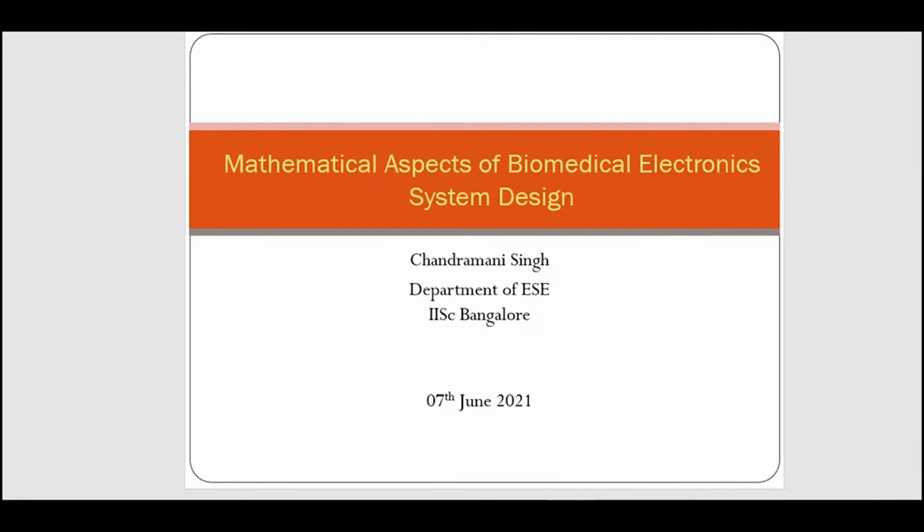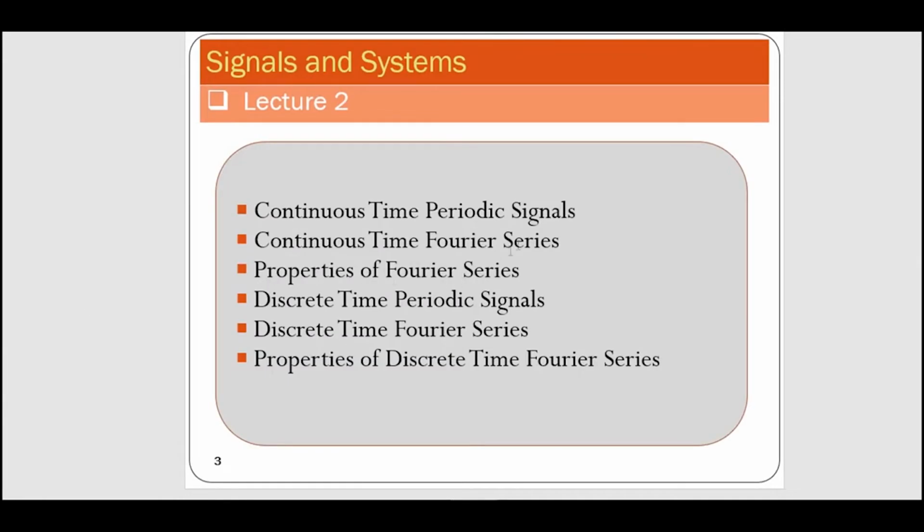Everyone, welcome to the second lecture of the course Mathematical Aspects of Biomedical Electronic System Design. We are studying the module Signals and Systems, and today in this second lecture we will learn about Fourier Series. To elaborate, we will learn about continuous time periodic signals, continuous time Fourier series, properties of Fourier series, and similar things, same concepts for discrete time signals as well. So let us begin with today's lecture.